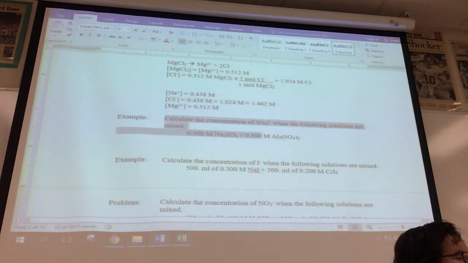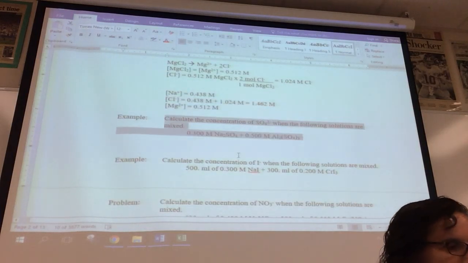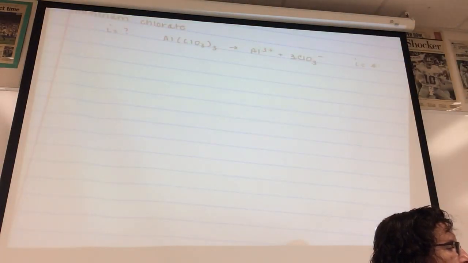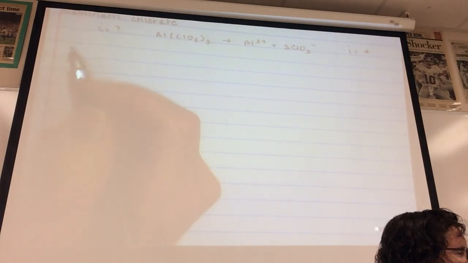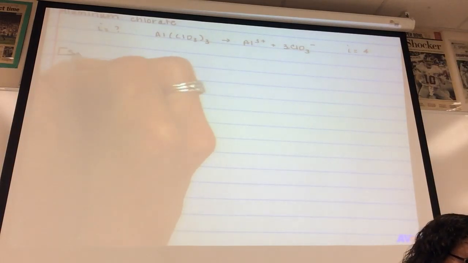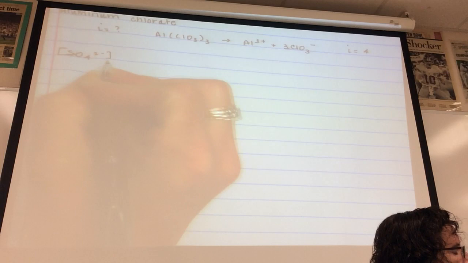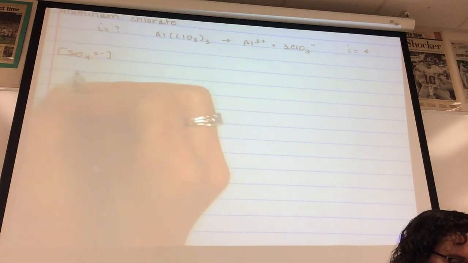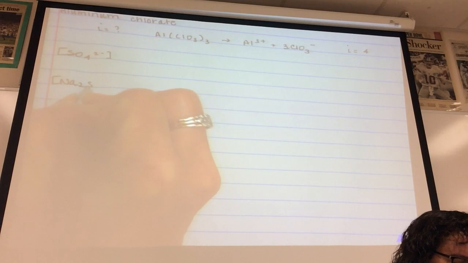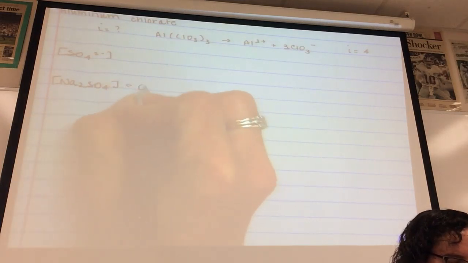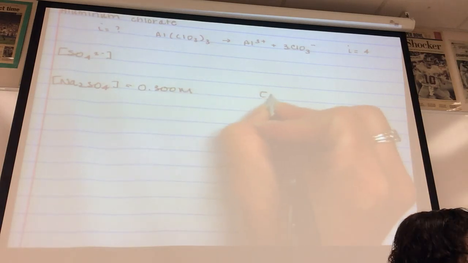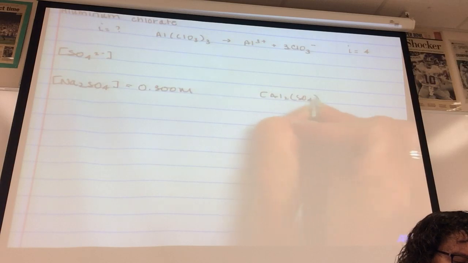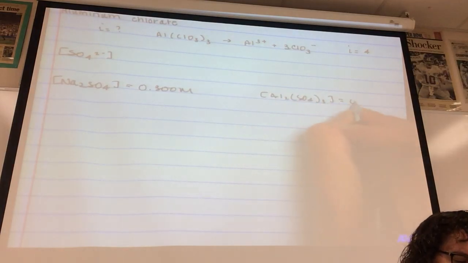So look at this one. This one's just like that one. Let's do it together. It says calculate the concentration of sulfate ion when the following solutions are mixed. We want to know the concentration of sulfate ion. For sodium sulfate, the concentration's 0.3 molar. And for aluminum sulfate, we've got 0.5 molar.